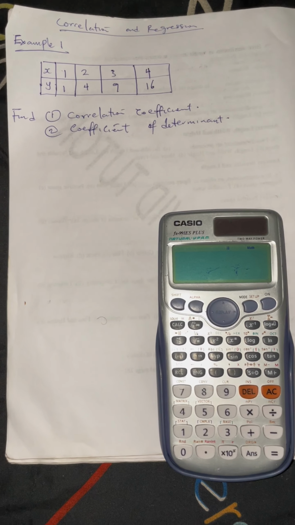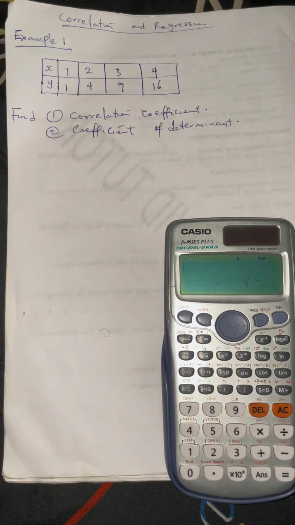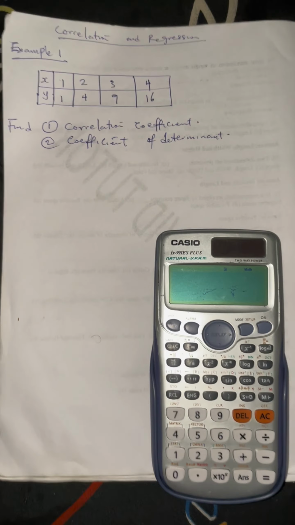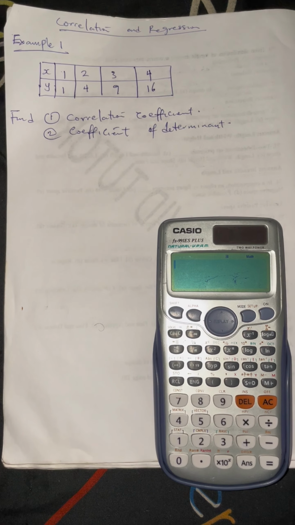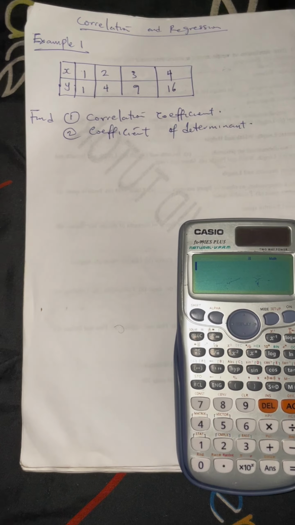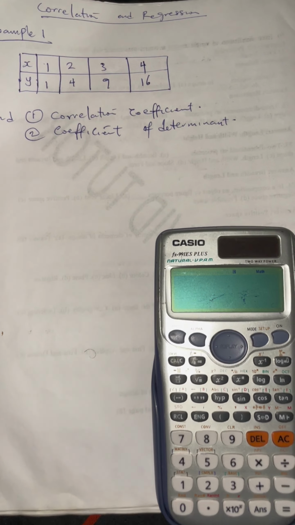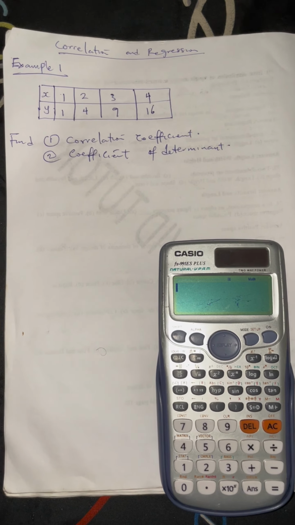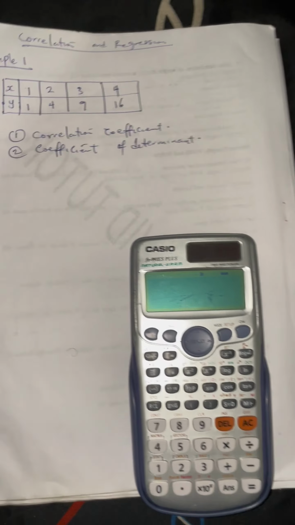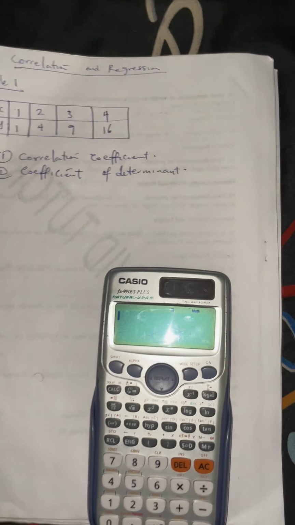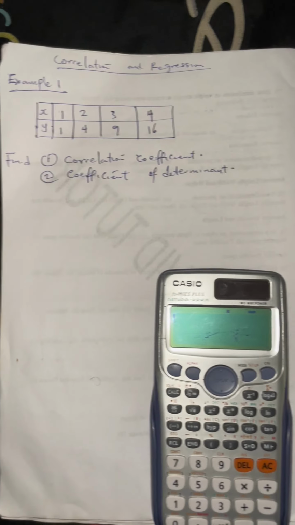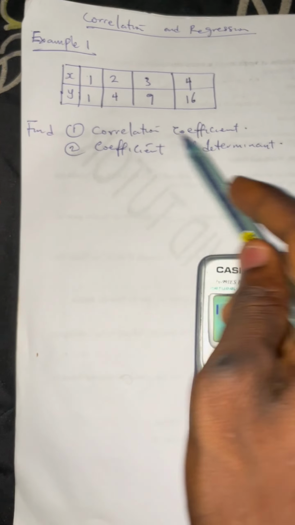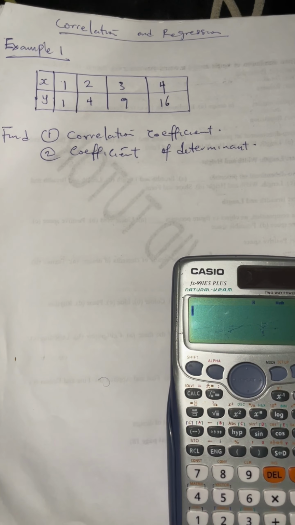Welcome to another calculator shortcut video on correlation and regression. This time around, we have to be very patient. If you are curious about correlation and regression, you just have to be patient. I'll be using the AND method, and at the same time the shortcut method, that is the calculator method. The first question says, if you're given this data, find the correlation coefficient and the coefficient of determination.